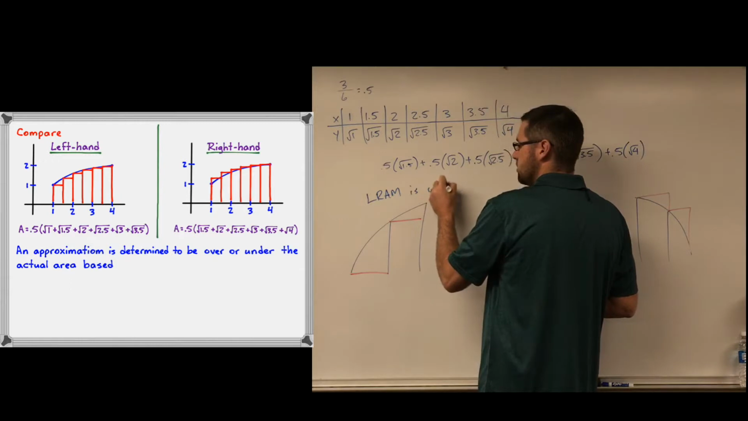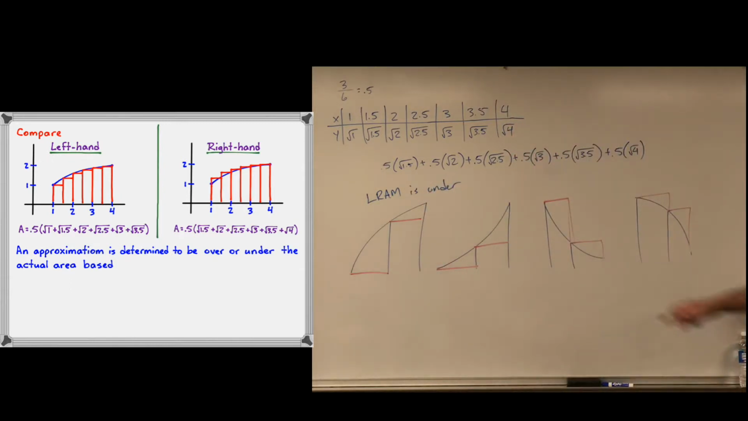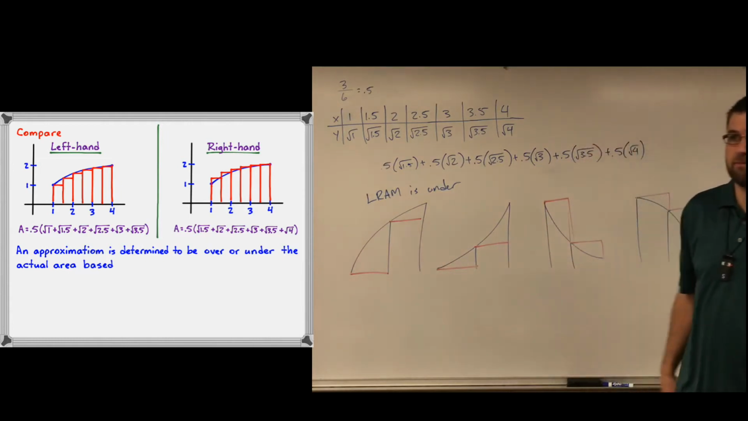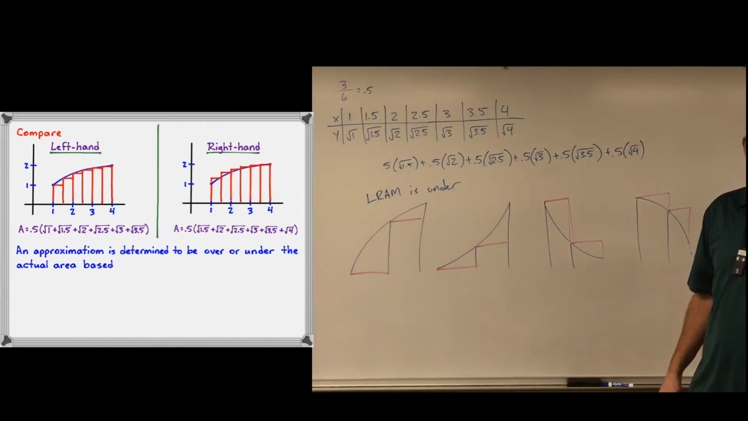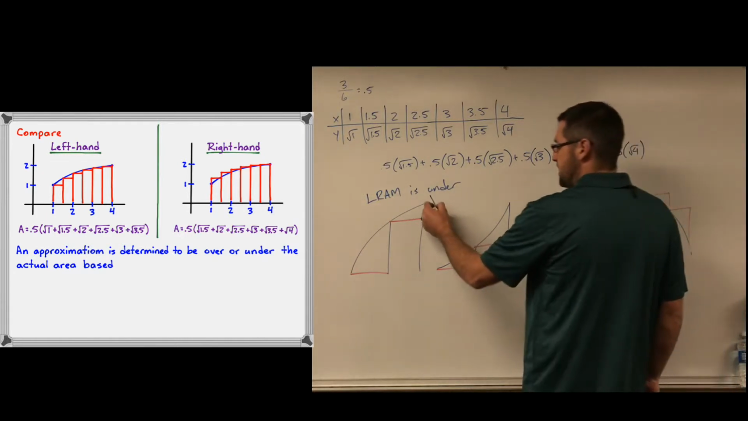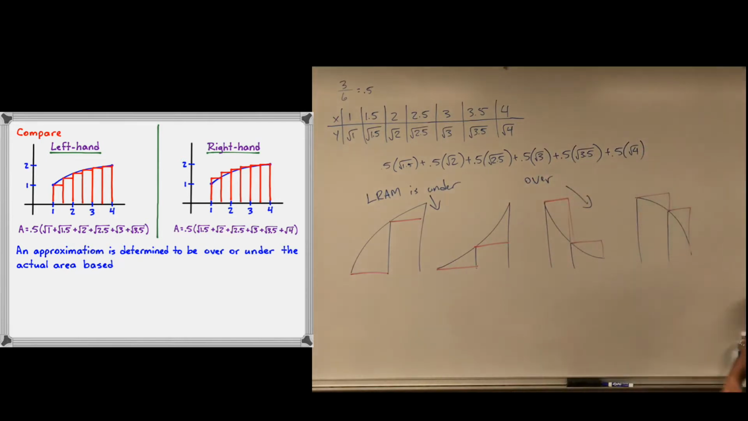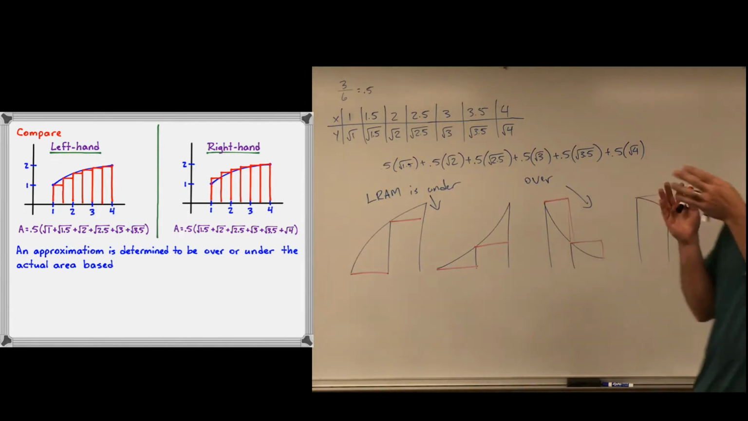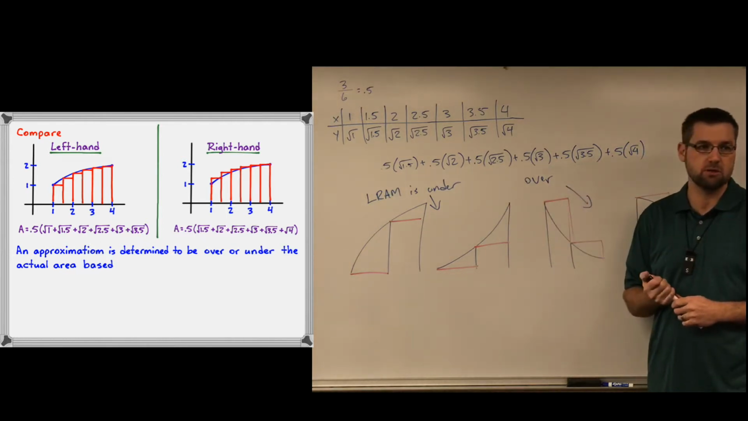is under where? Which ones is it under? These two, right? What is in common about these two functions? They're both increasing. Is their concavity the same? No. So it's under on these. It's over on these. What's in common about these? It's decreasing, right? So it has nothing to do with concavity in a left hand or a right hand. It has to do with whether the function is increasing or decreasing.